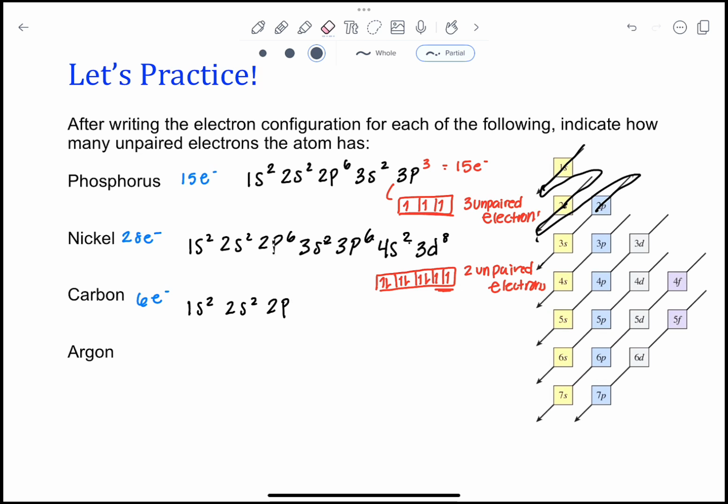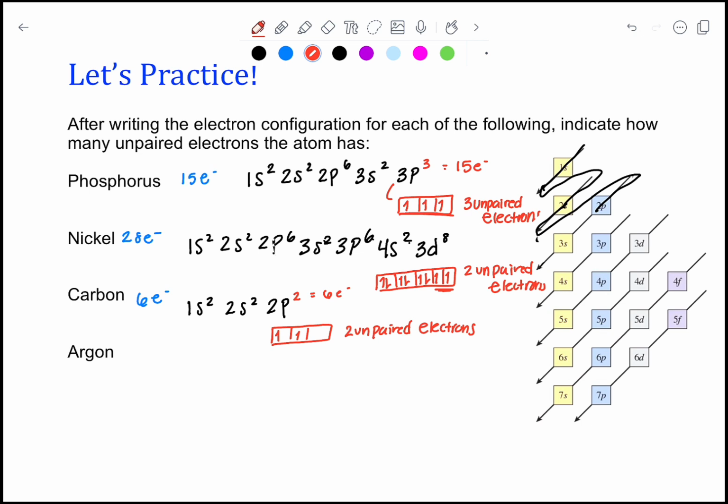So we're going to erase that. Let's see, I have 2, 4, so I have 2 electrons left. I add those up, that's 6 electrons. So if I look at my 2p diagram, I have 1, 2, meaning I have 2 unpaired electrons. So sometimes we just don't have filled shells, and that's because there's not enough electrons to fill them, which is totally fine. That's how we differentiate all of our different elements.